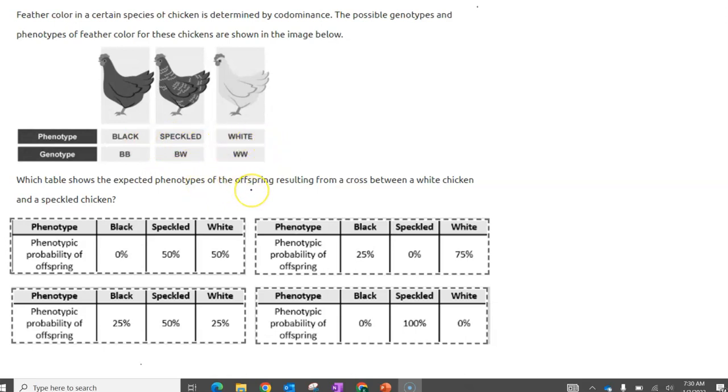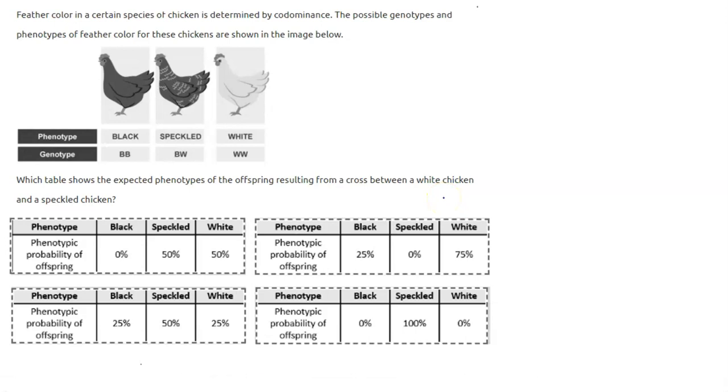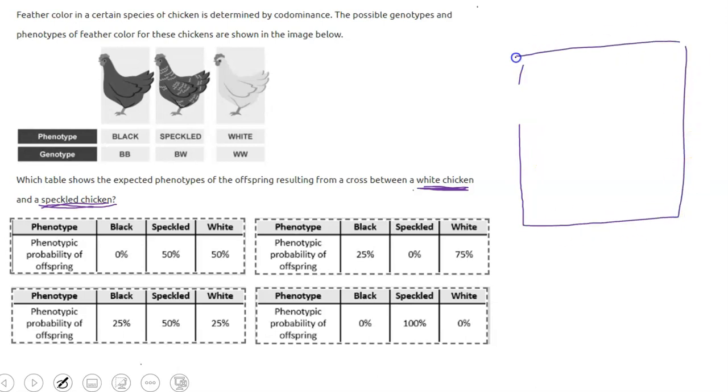How many of those would there be in the offspring resulting from a cross between a white chicken and a speckled chicken? So it's telling us in the problem right here what our 2 parents are. We have a white chicken and we have a speckled chicken, and we're wanting to know what their offspring would be. So we need to do just our normal Punnett square. The first parent it told us was a white chicken.